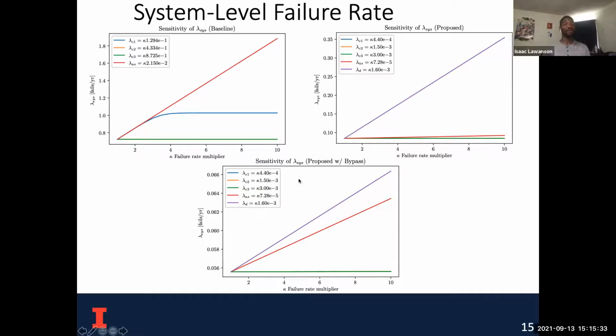And then for the sensitivity of the proposed with bypass, we see from less than 0.056 to 0.066. So even when we increase the failure rate of the active switches or the diodes by up to 10 times, the impact on this overall system level failure rate is still very negligible compared to, for example, the baseline where it almost doubles, or actually more than doubles.